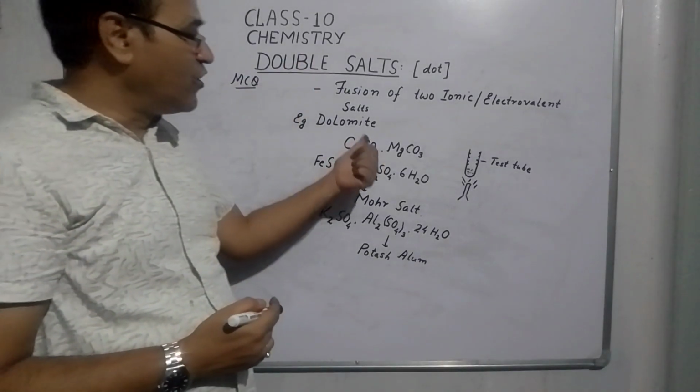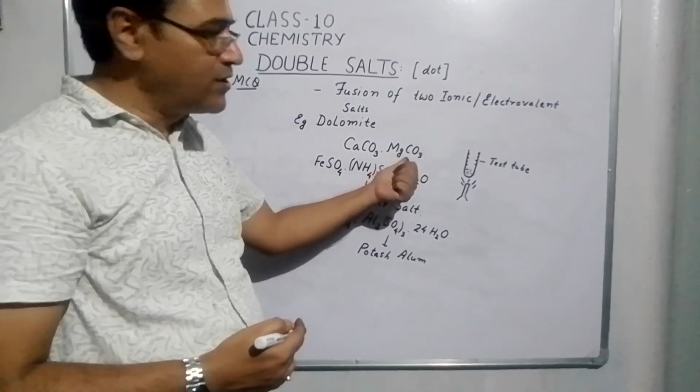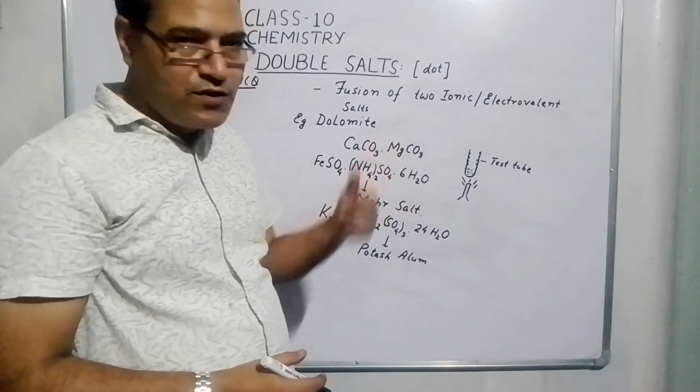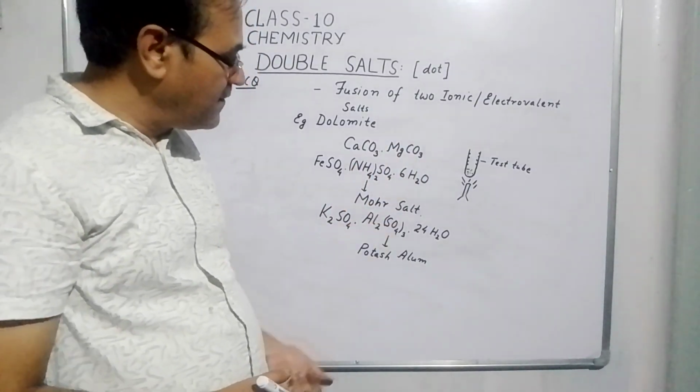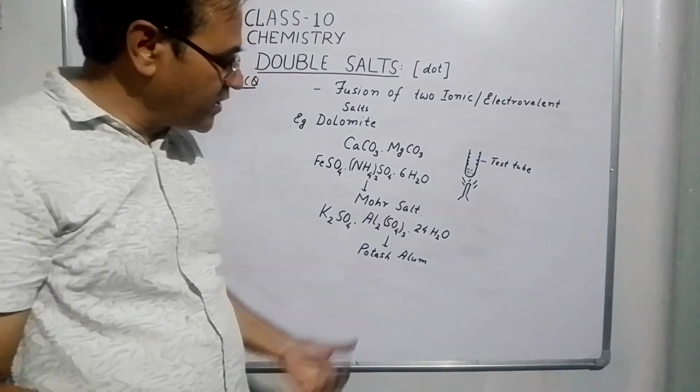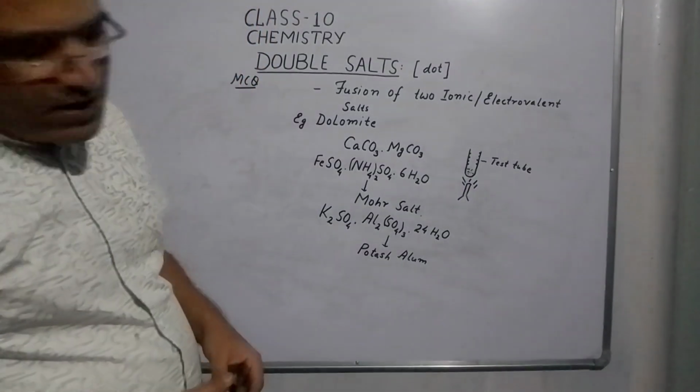First we study about the dolomite. It's nothing but calcium carbonate dot magnesium carbonate. Second, ferrous sulfate, ammonium sulfate, 6 molecules of water. It is nothing but the Mohr salt. So potassium sulfate, aluminium sulfate dot 24 molecules of water. This is nothing but the potash alum.